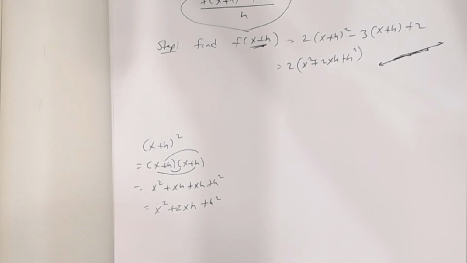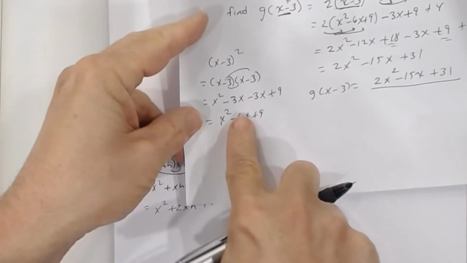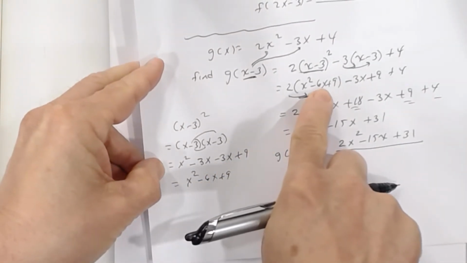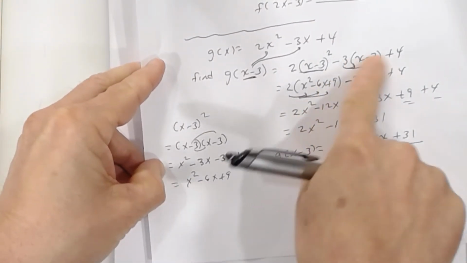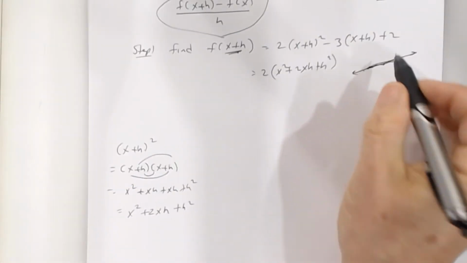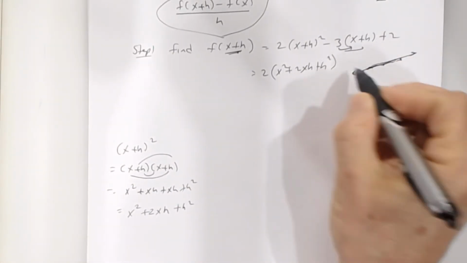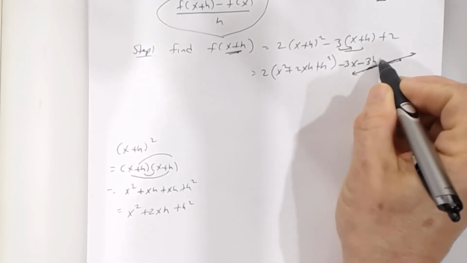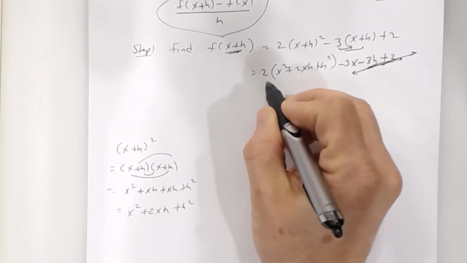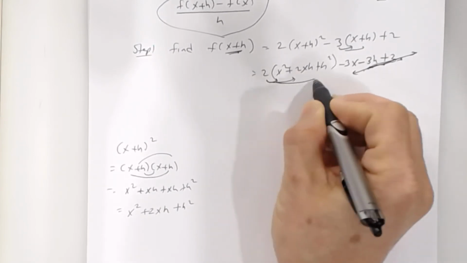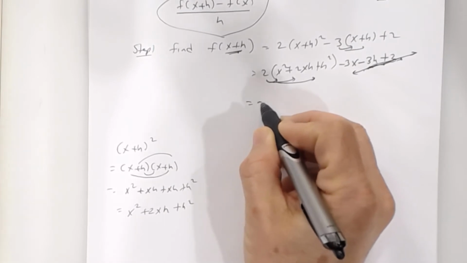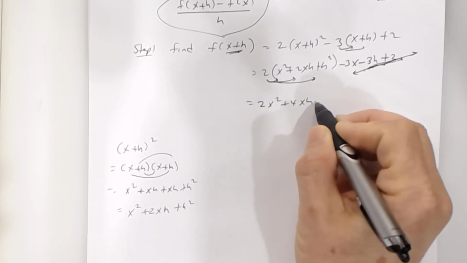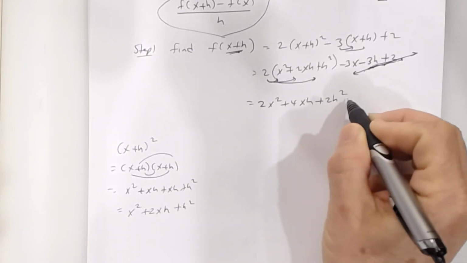Now remember, let's compare it to the one we did a while ago. Once I found this x minus 3 squared, I then substituted that here, right? And then the next thing I did was I distributed the other part. So I'm going to distribute the what here? -3. So it becomes minus 3x, and then what? Minus 3h, and then what? Plus 2. And then next I do what? Distribute the 2, and I get what? 2x squared plus 4xh plus 2h squared.